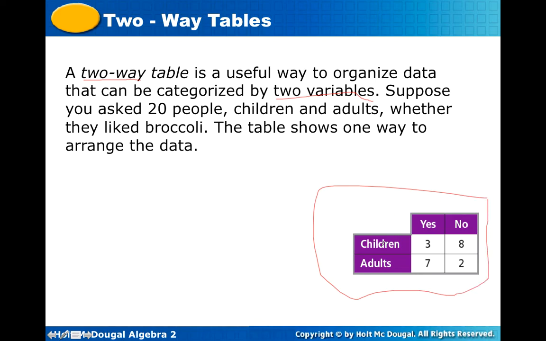I've got children. 11 children were surveyed. 3 said, yes, we love broccoli. 8 said, no, get that disgusting tree out of here. Then, of course, as you get older, your taste buds grow, and you get 7 adults that said yes, 2 adults that said no. So we can check. I know we got 10 here, I got 10 here. I got 11 kids and I got 9 adults. Both of these categories, when added together, so 10 plus 10 is 20. Okay, so we're good there. 11 plus 9 is 20, should match the total number of people that were surveyed.